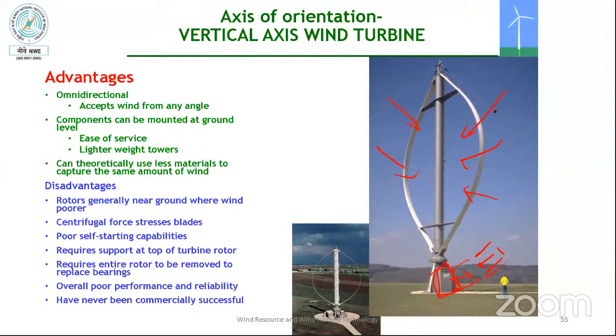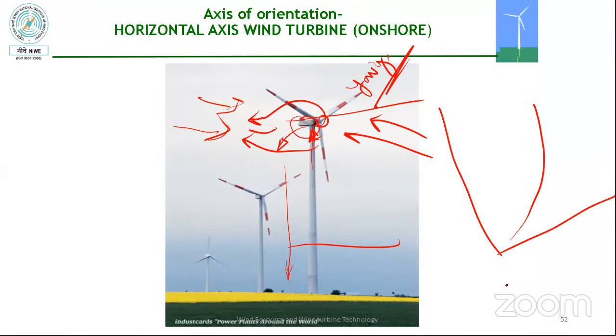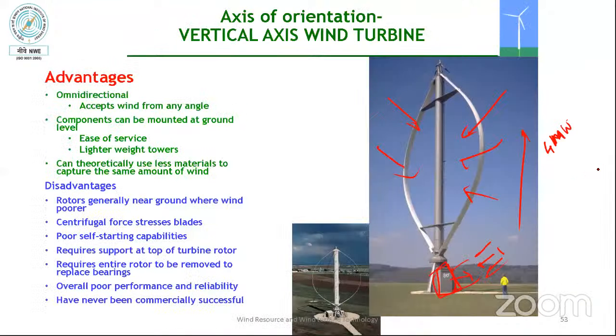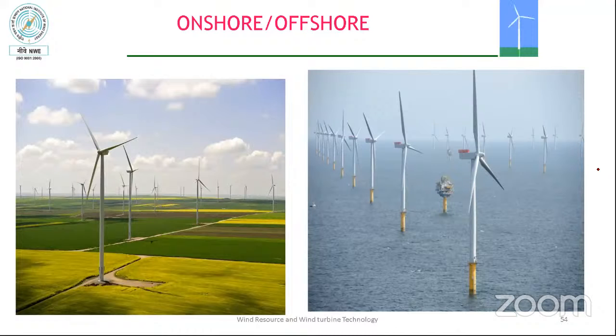And the disadvantage is that you cannot increase the capacity. The largest vertical axis machine in the world is 4 megawatt, but the largest horizontal axis machine is 12 megawatt. Currently, a 13 megawatt machine is under development, and in future they may go for a single turbine of 20 megawatt.